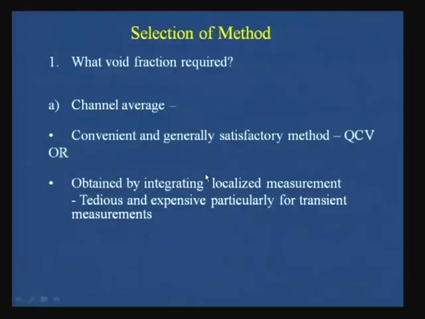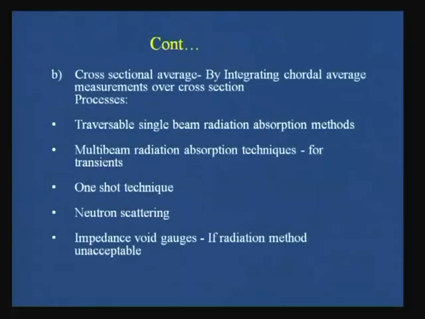Or else we can get a large number of caudal averages, as I was telling, and then transfer them to the volume average value. This is of course very tedious, very expensive, and transient measurements are not possible. Remember one thing, the quick closing valve is a very accurate technique, but it is only for steady state situations, otherwise it is not very accurate.